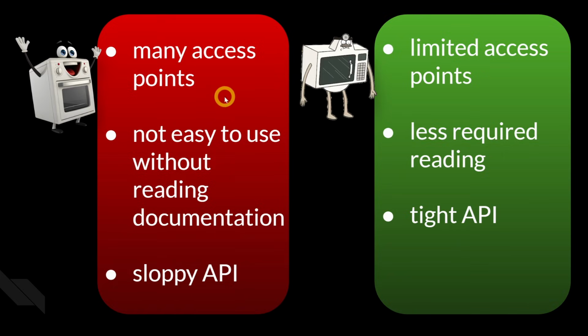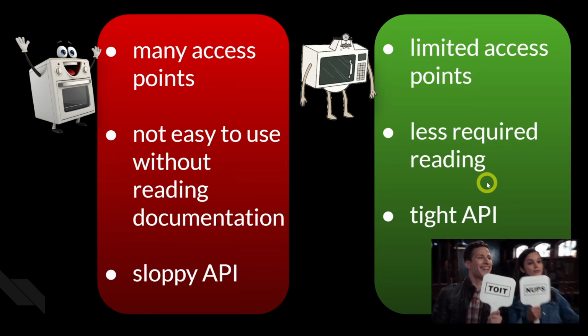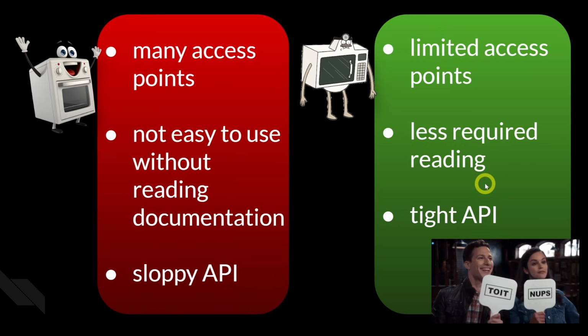If we thought of the oven as an API, we'd say there are many access points, many public entry points. It's not easy to use without reading the documentation, and it's a sloppy API. Microwave, on the other hand, has limited access points. You don't really need to read that much to understand what's going on. It's a toy API, if you will, from our boy Jake Peralta.